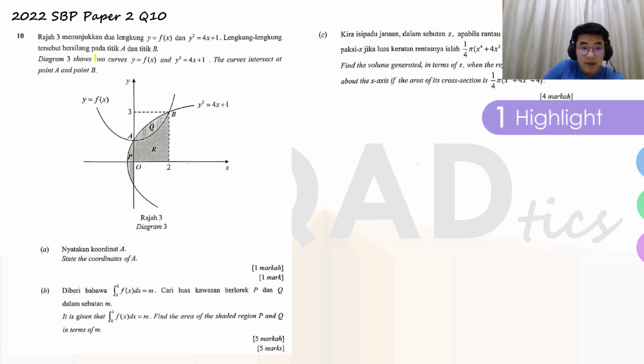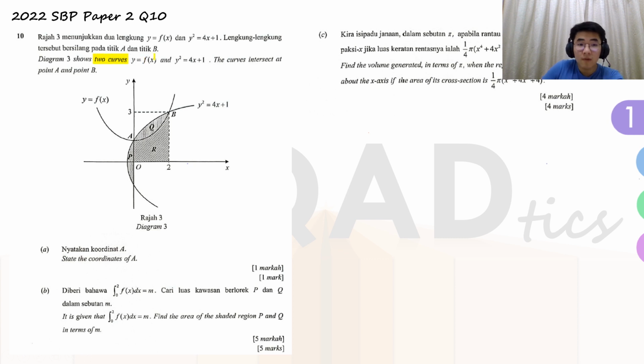The things we can highlight are that there are two curves and the equation of one of the curves is not given. And in Diagram 3, we have these three regions. For the details, I'll explain in part B.